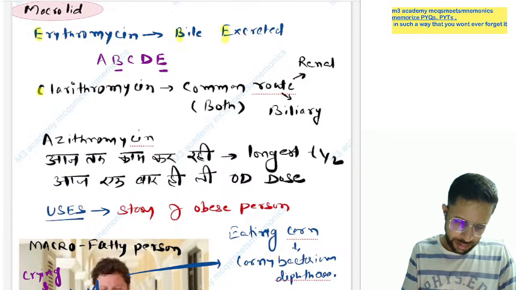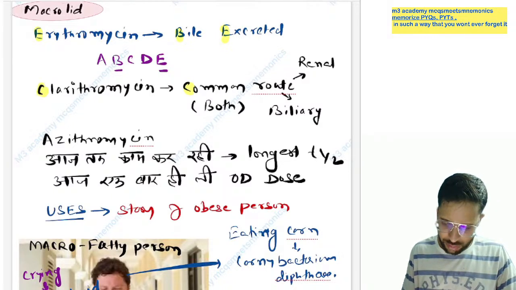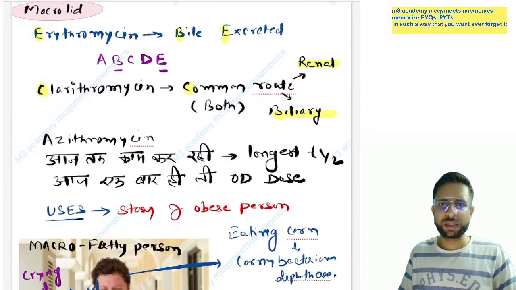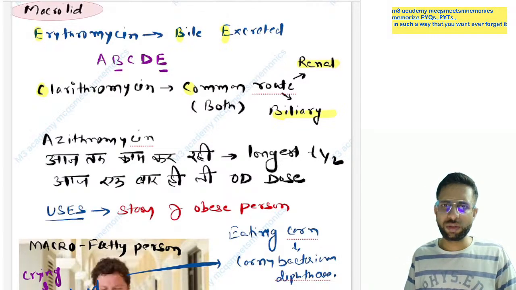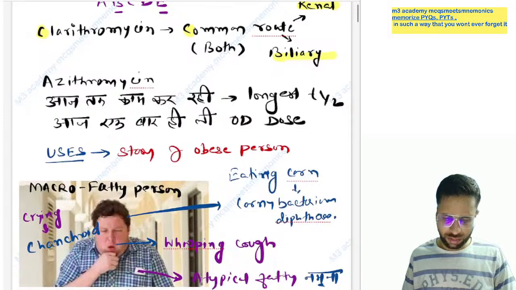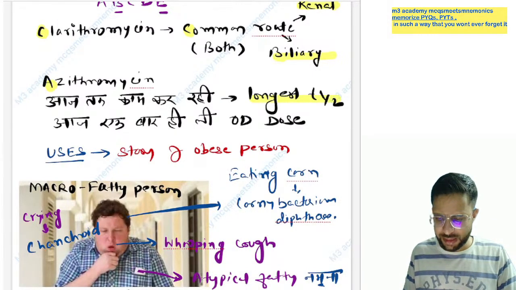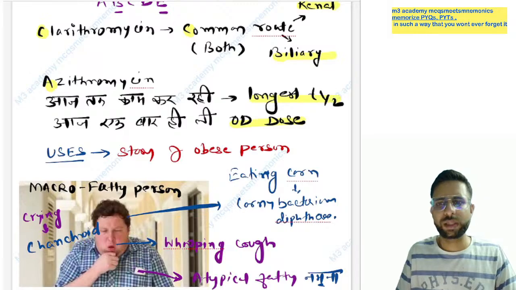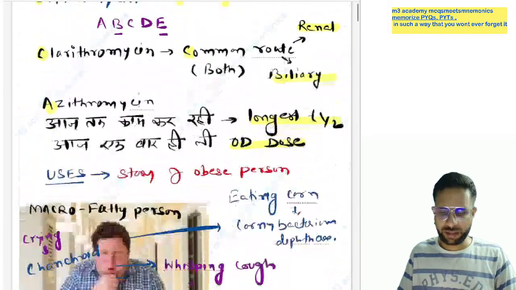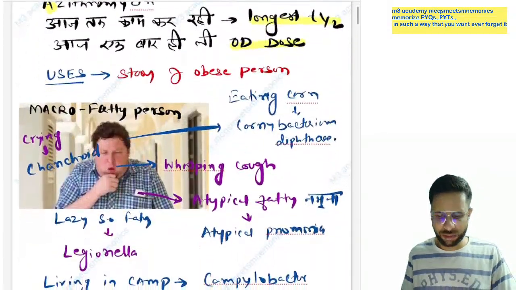But the clarithromycin has a common route of the excretion, means renal and biliary. So जो क्लेरिथ्रोमाइसिन होती है वो दोनों रूट से जाती है. C for कॉमन रूट, renal और biliary दोनों से जाती है. अजिथ्रोमाइसिन आज तक काम कर रही है मीन्स लॉन्गेस्ट टी हाफ इसका होता है, इसलिए इसको ओडी डोज में देते हैं. यस, काफी ज्यादा टी हाफ इसका है. मैक्रोलिड में सबसे ज्यादा टी हाफ अजिथ्रोमाइसिन का ही होता है.